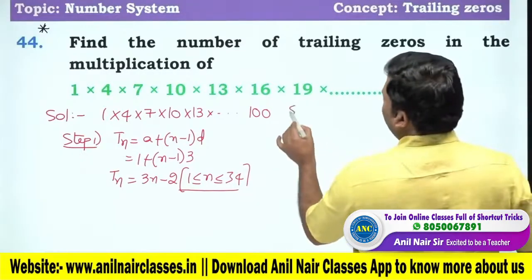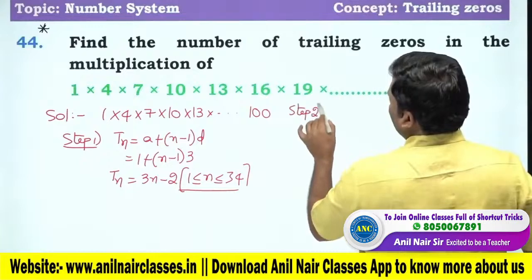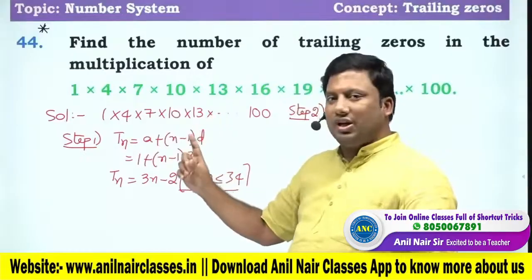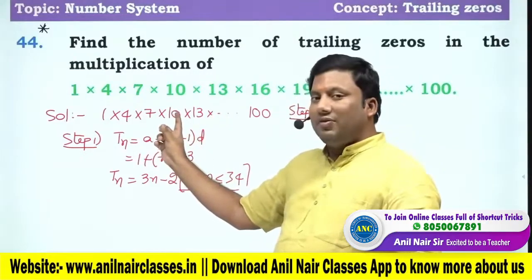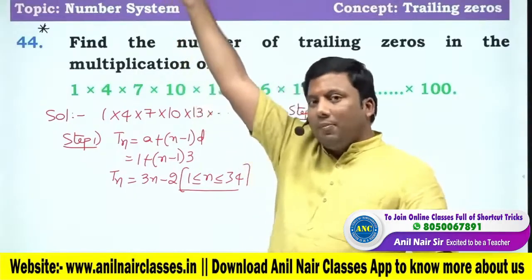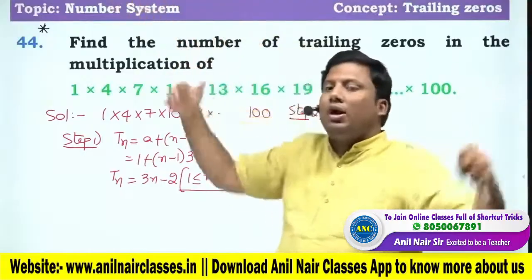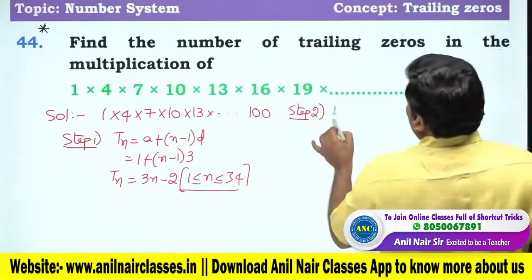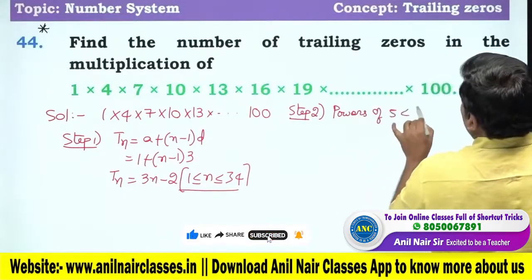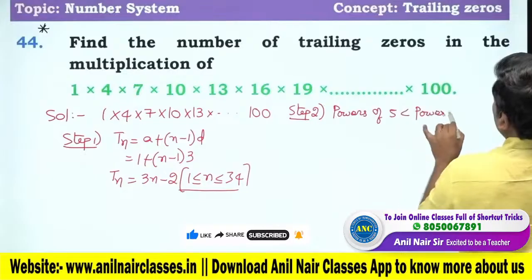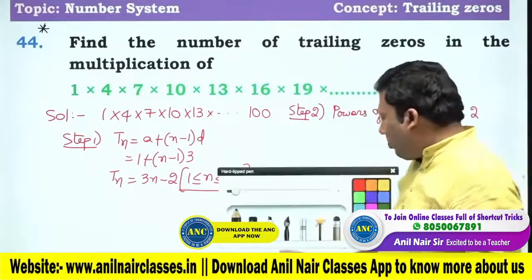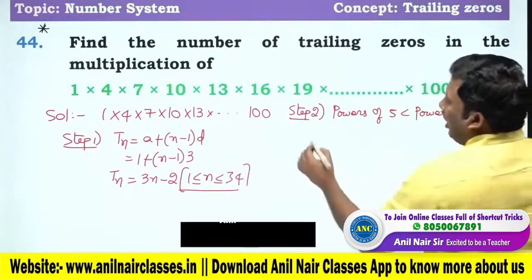Step number 2. If you observe carefully, 1, 4, 7, 10, 13, 16, right? Here one multiple of 5 is there. Next will be 13, 16, 19, 22, 25. But before you reach 25, there are more powers of 2. So powers of 5 is less than powers of 2. If powers of 5 is less than powers of 2, how to solve this one?